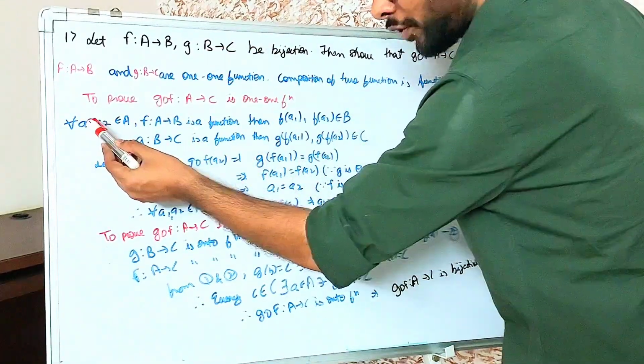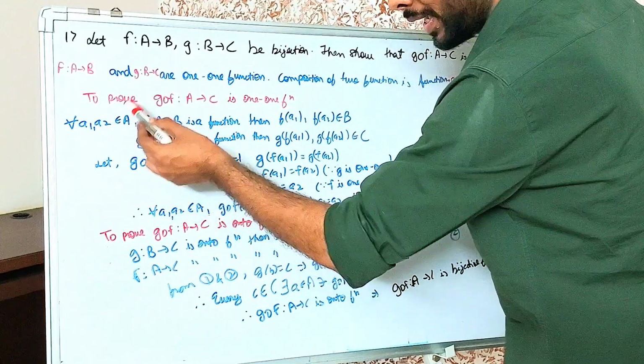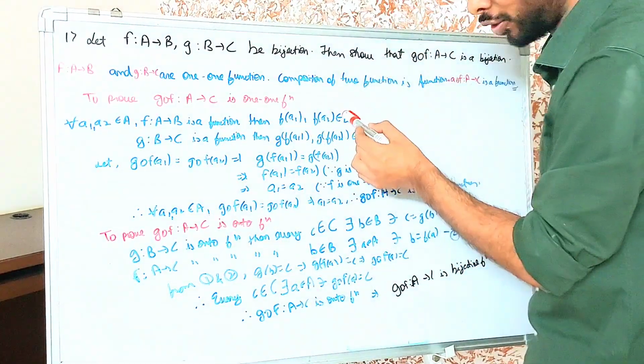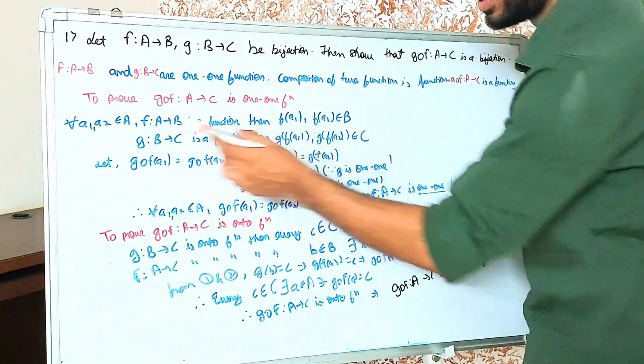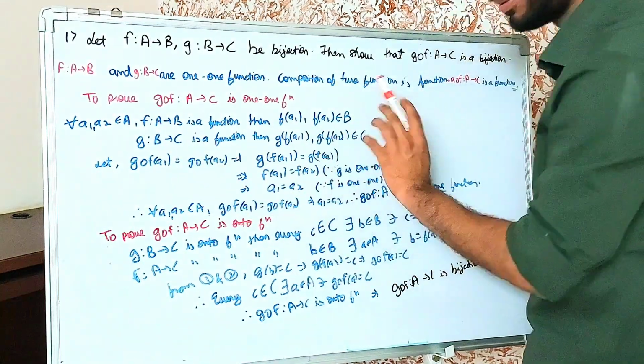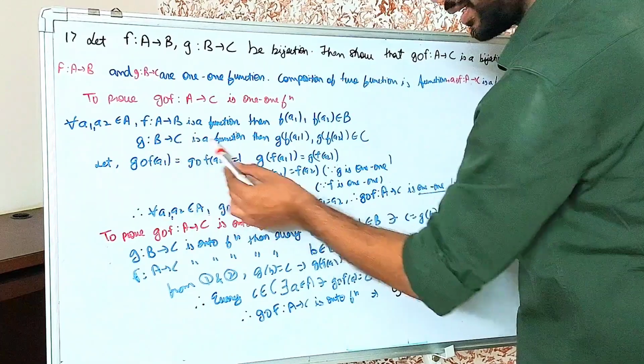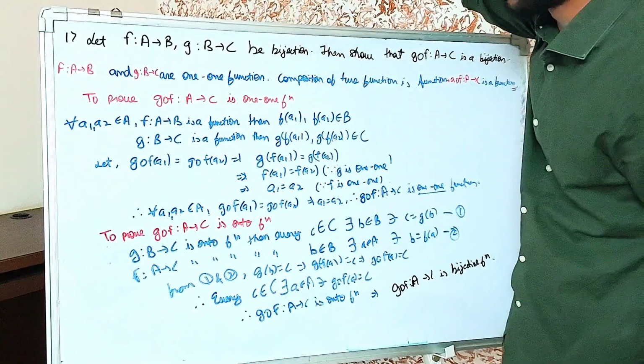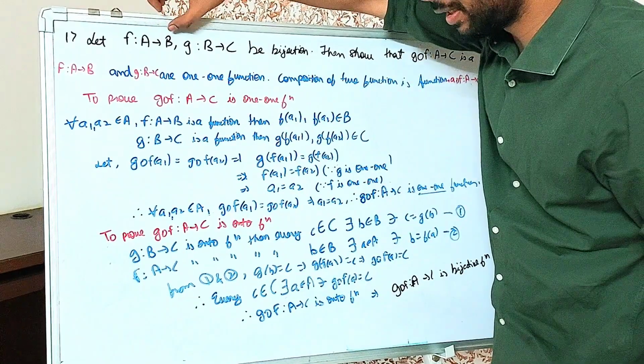Now the point is, for all a1, a2 belonging to A, this is like the domain, we'll get f of a1, f of a2, which is the output, which will be in B. So easy. Input in A, output in B. Super easy.